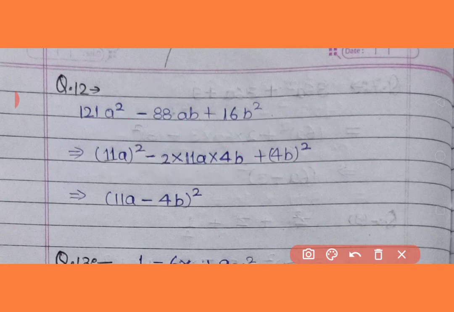So we can write in the form of a minus b whole square. 11a is determined as a and 4b is determined as b. So 11a minus 4b whole square.